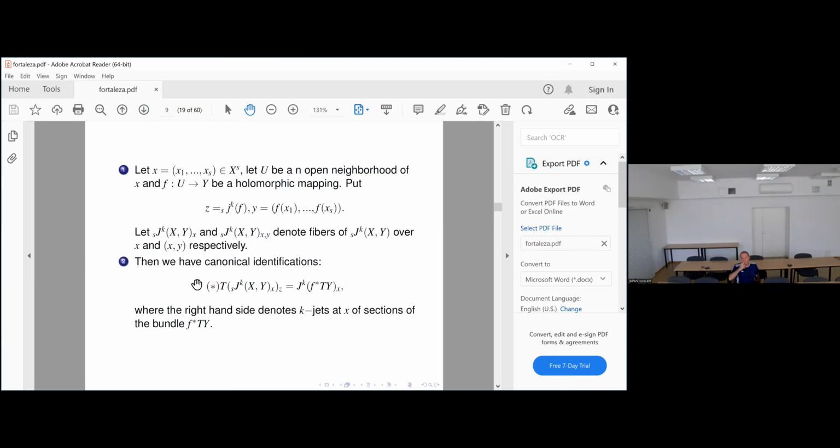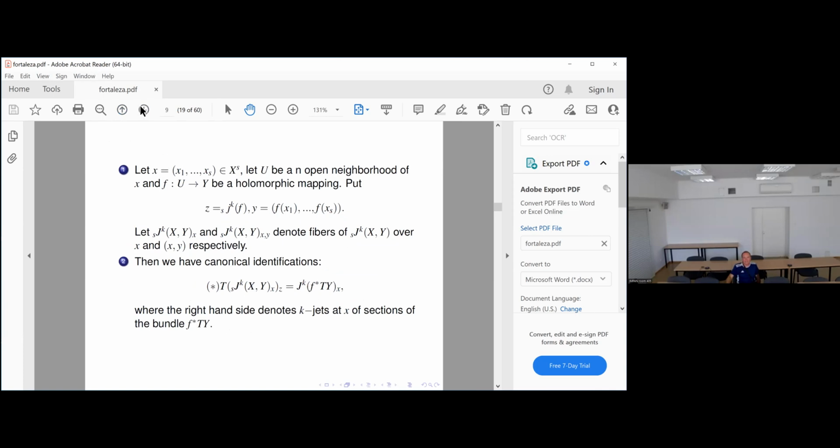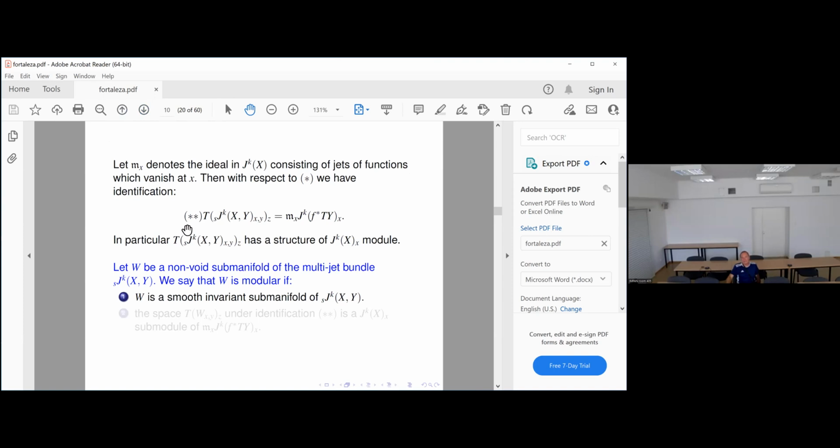And here is a Mather canonical identification. We can identify the tangent space to this fiber as a space of jets of sections of the pullback of the tangent bundle of Y. And this is, I'm sorry for these technical details, but it gives some flavor of what we have to do here, and also some notions which we use, unfortunately. Let M_x denote the ideal in J_x consisting of jets of functions which vanish at x. Then with respect to this identification, we have identification of these two spaces. In particular, this tangent space has a structure of a module over the space of jets.